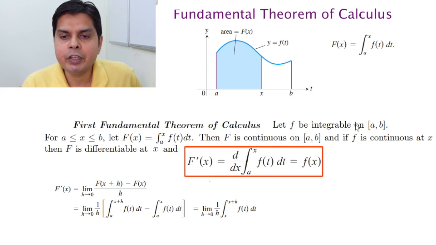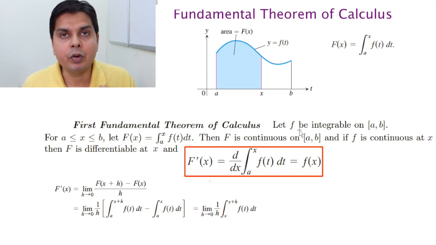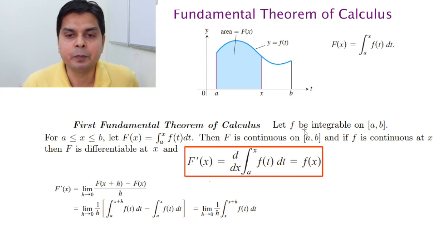Let f be integrable on [a, b]. This is my closed interval [a, b]. See, I have just used the condition that f is an integrable function. I have not said that f is continuous or differentiable, nothing. It may be that my function is not continuous, even then f may be an integrable function. I will come to this point later in my slide.